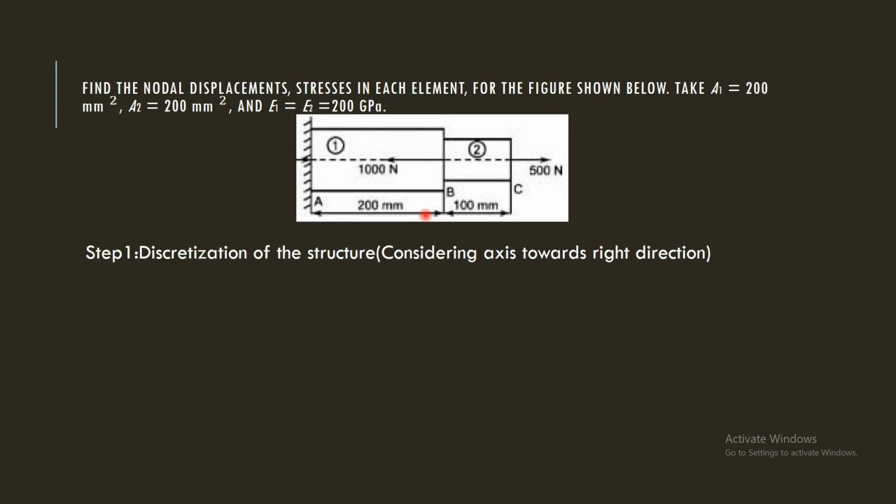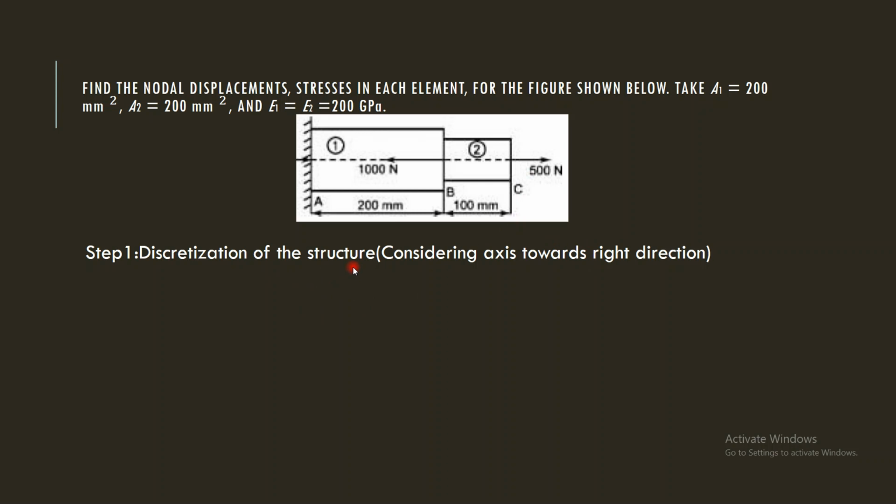While explaining this, I will relate this with the steps involved in FEM that we covered in the previous module. What is the discretization of the structure? So I am going to discretize the whole structure, and while considering this, you need to go for its axis. So the first thing is consideration of the coordinate system. The coordinate system I will consider along the direction of right side. So first consider the direction of the axis.